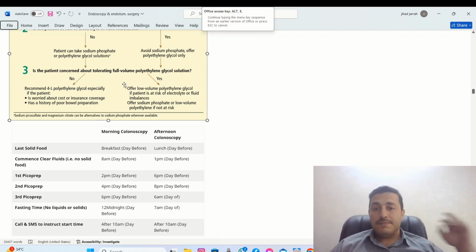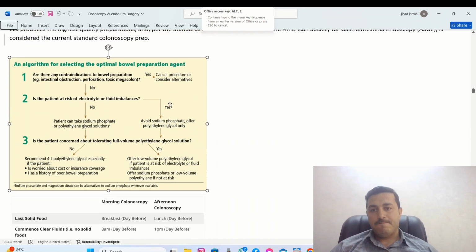If the patient has concern about the full volume polyethylene glycol, full volume means 4 liters, we can offer the low volume polyethylene glycol, especially if the patient is at risk of electrolyte and fluid imbalance. We can offer sodium phosphate or low volume polyethylene glycol if there is no risk.